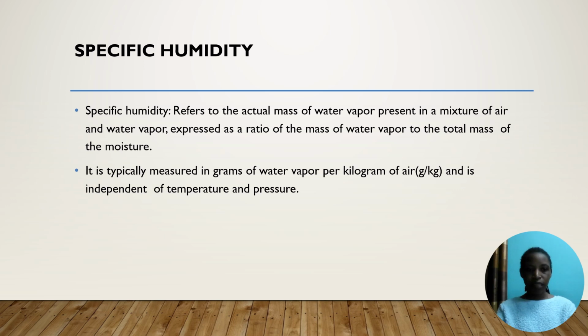And the specific humidity. Specific humidity refers to the actual mass of water vapor present in a mixture of air and water vapor, and it is expressed as the ratio of the mass of water vapor to the total mass of moist air. It is typically measured in grams of water vapor per kilogram of air and is independent of temperature and pressure.